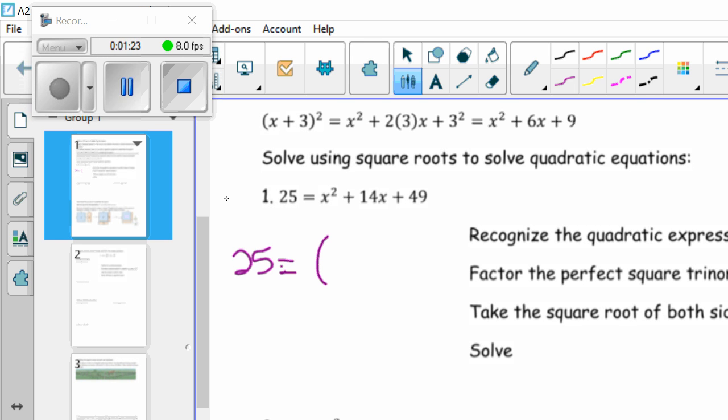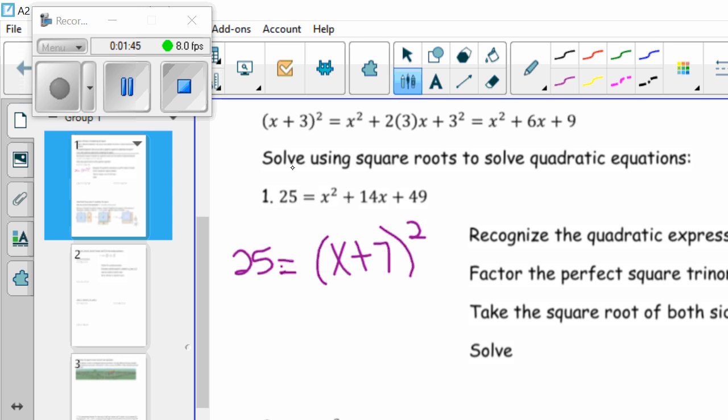The 49 was my last term squared. The x squared was my first term squared, so the square root of x squared is x. Then these are all plus, so I take the square root of 49, 7, quantity squared. So (x + 7) squared gives me x squared plus 14x plus 49.